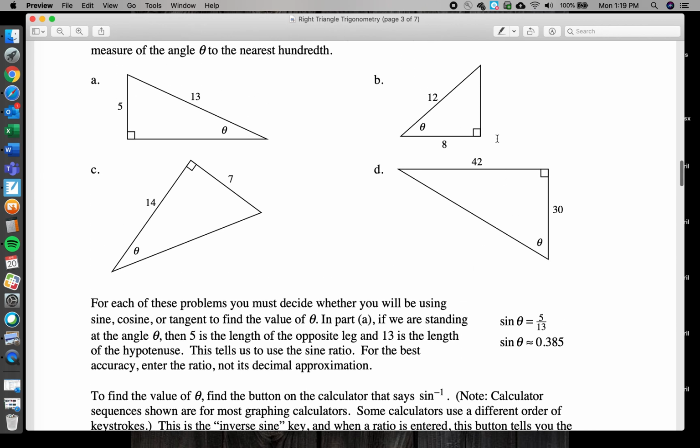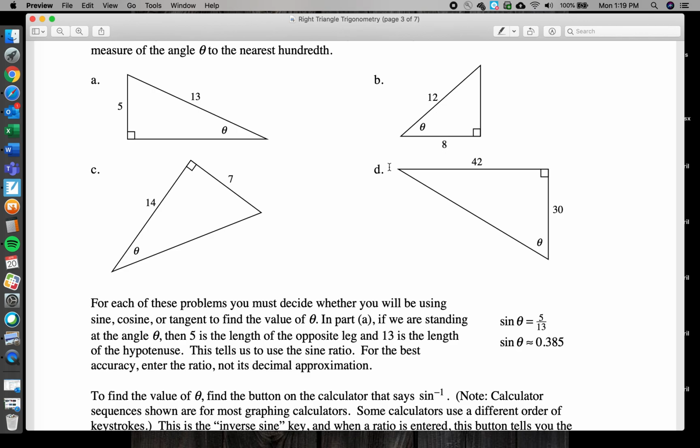If we come back to part B, if this is theta we're trying to figure out, is this a sine, cosine, or tangent problem? Well, the 8 is the adjacent leg to theta, 12 is the hypotenuse, and therefore, since I'm dealing with adjacent and hypotenuse, that would be a cosine problem.